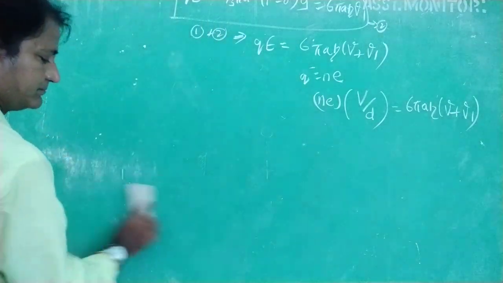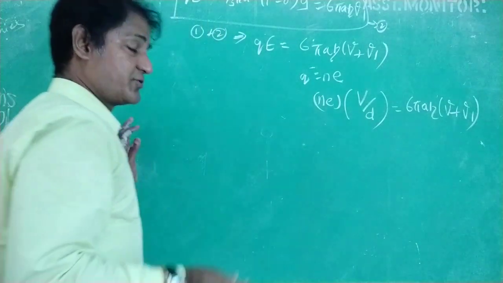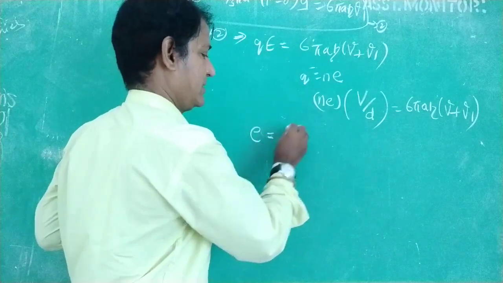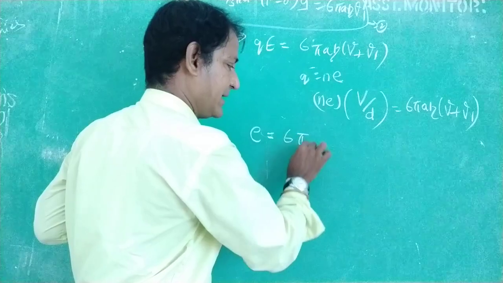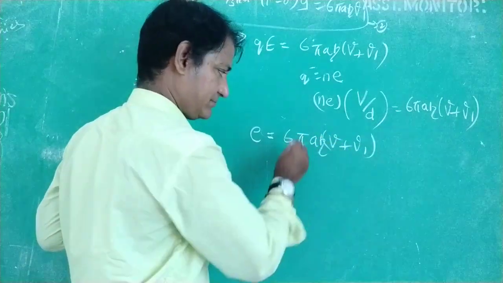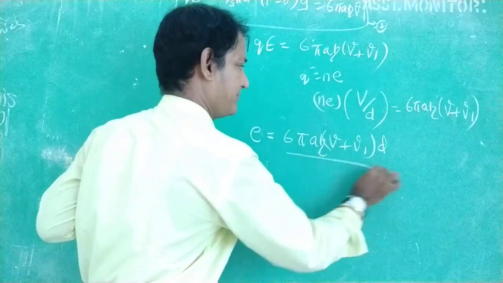So my aim is to find out the charge. So e is equal to 6 pi a eta V plus V1 into D by N into capital V.